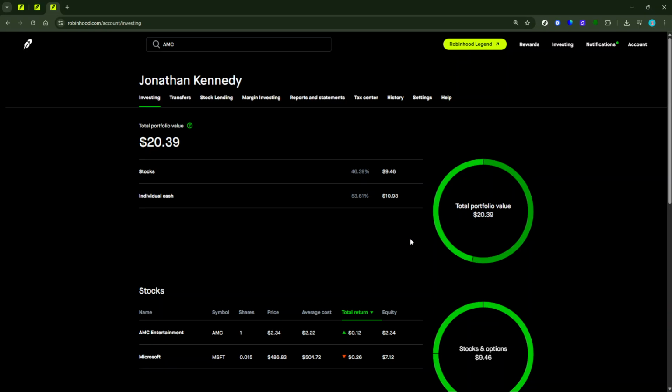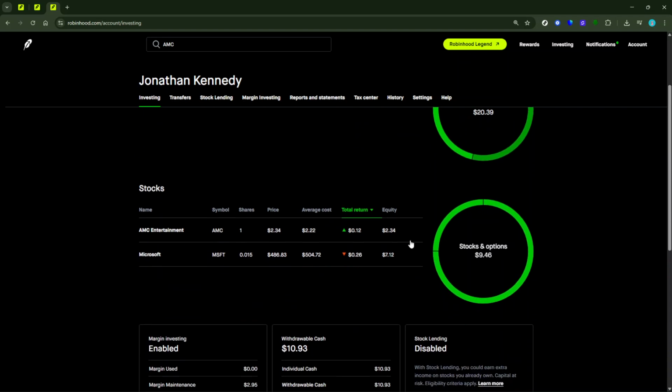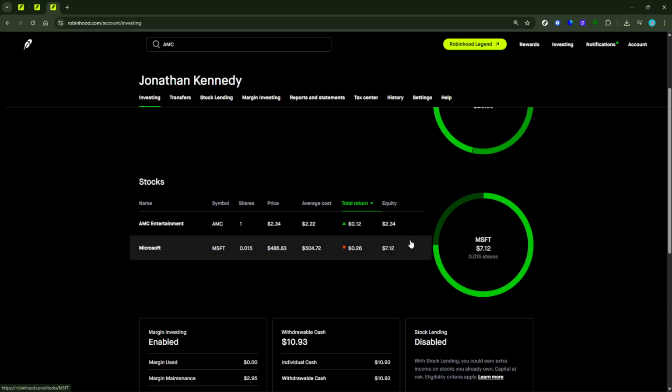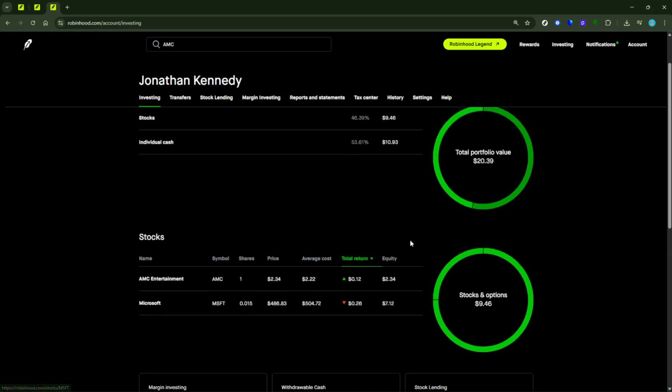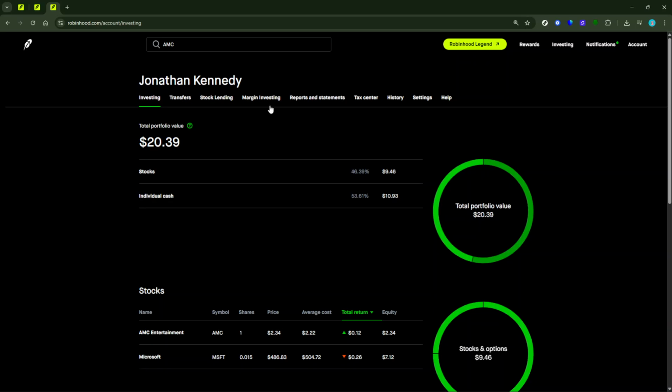The money you borrow isn't free. Interest on any borrowed funds begins accruing daily, and Robinhood charges you for this interest on a monthly basis. It's a good idea to keep an eye on the interest rate and to understand exactly how much borrowing will cost you over time. There are also risks unique to margin investing.